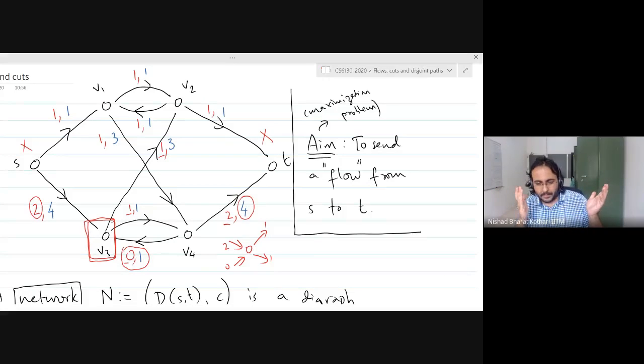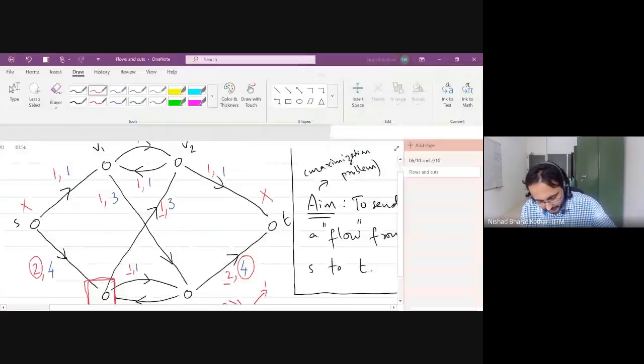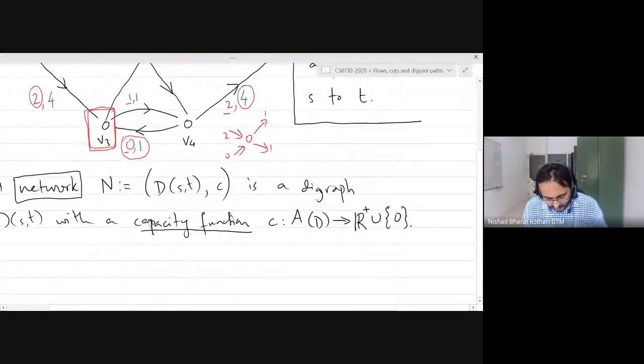But each road has a certain capacity. So you have to respect the capacity of each road segment. So that is an arc. And for every intersection, if there is a bunch of trucks coming to that intersection, they will also leave that intersection unless they are already at the destination. So the incoming flow should be equal to the outgoing flow at every intermediate vertex. And this is what a flow is going to be. Is the intuitive idea clear? Yes. Okay, thank you.